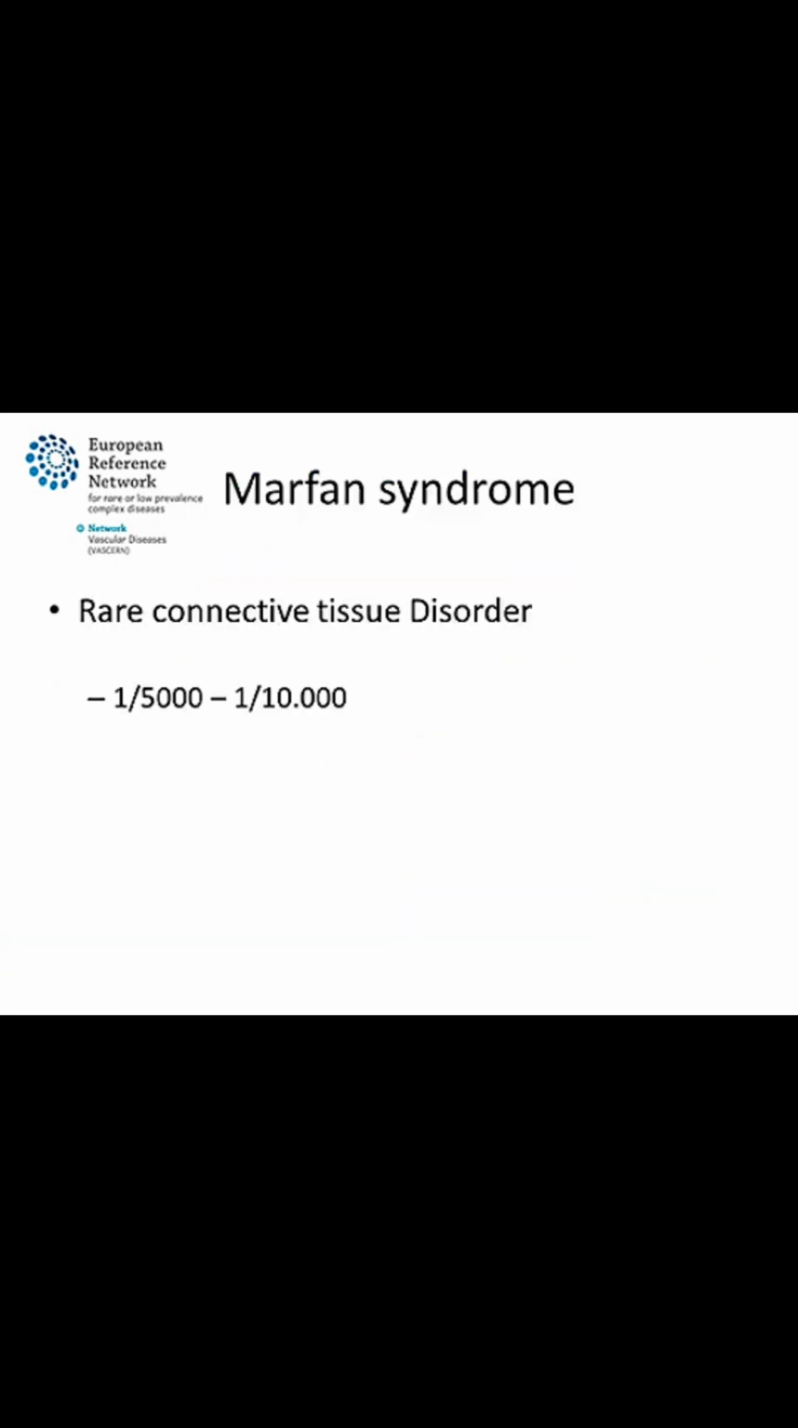Marfan syndrome is a rare disorder of connective tissue affecting approximately 1 in 5,000 to 1 in 10,000 people. It is a multisystemic disease, meaning that it typically affects multiple organ systems. I will get back to this in a minute. Marfan syndrome is caused by genetic defects or pathogenic variants in a gene called the fibrillin-1 gene.